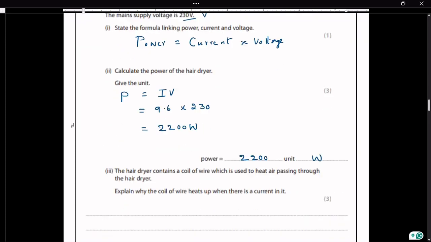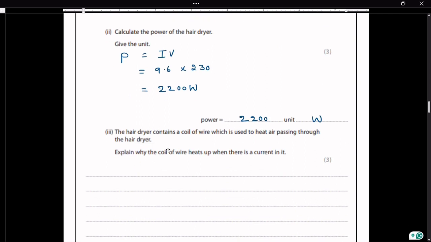Now the next part of the question is, the hair dryer contains a coil of wire which is used to heat air passing through the hair dryer. Explain why the coil of wire heats up when there is a current in it. And we know that most of the heating devices have a coil of wire. Okay, so now the question is, explain why the coil of wire heats up when there is a current flowing through it.